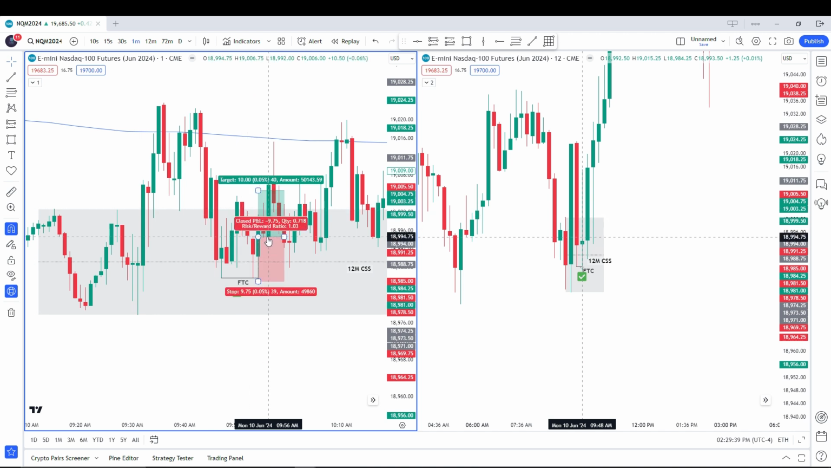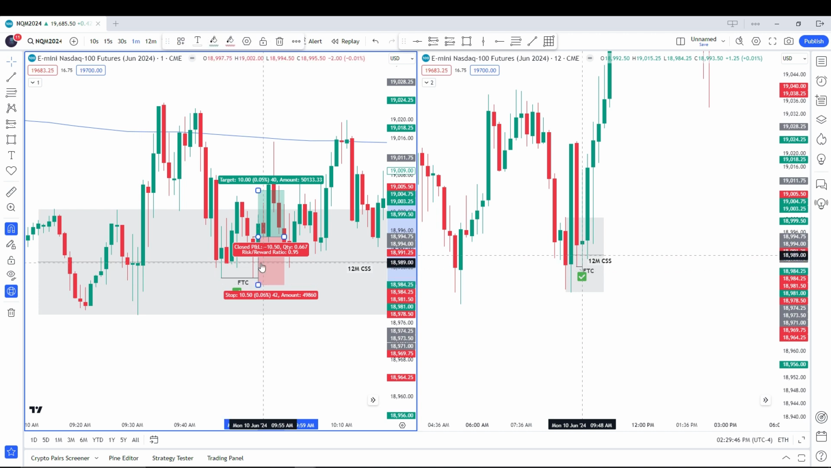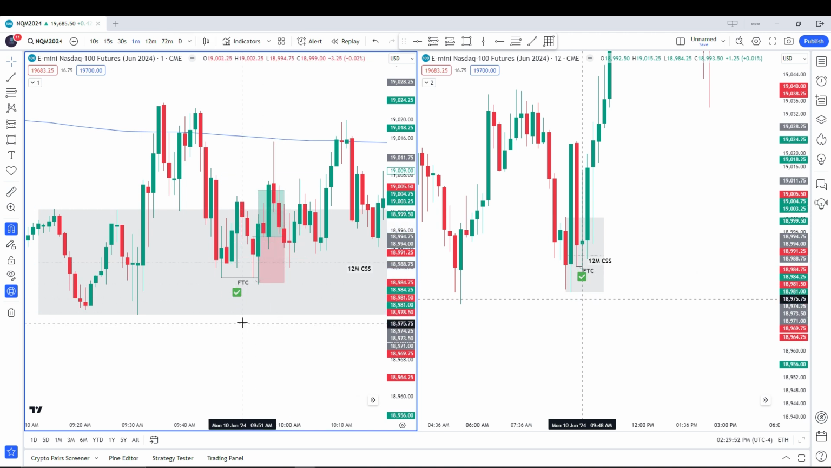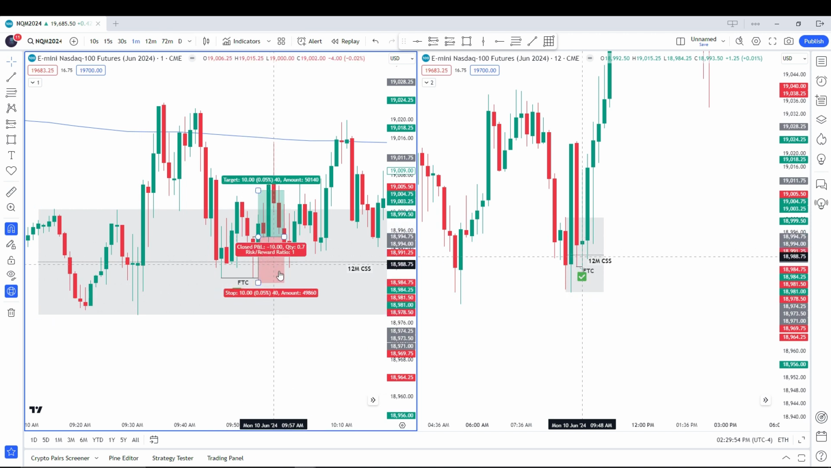Came down, limit order would have been set at 18,994.75, going for 10 for 10 on this. So as soon as you got in, it pushed up straight for 10 points, which was a winner on the stream. Like I said, I couldn't get it on this because it just didn't let me put a limit order.